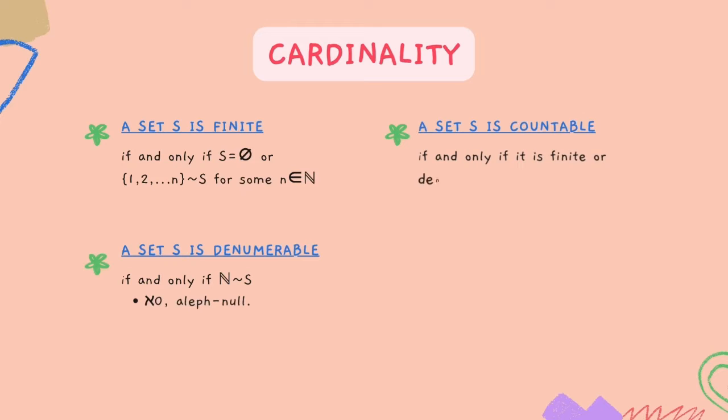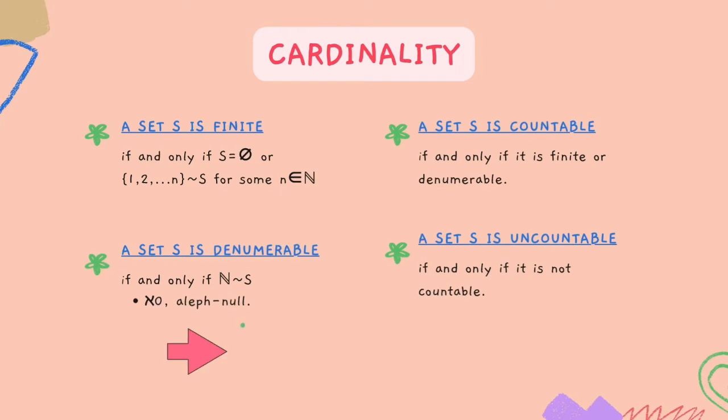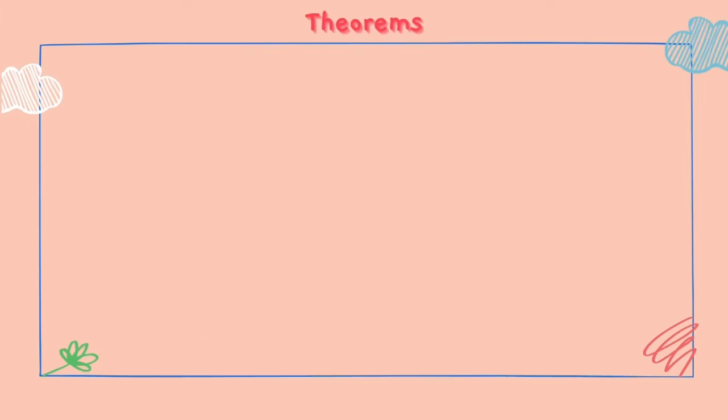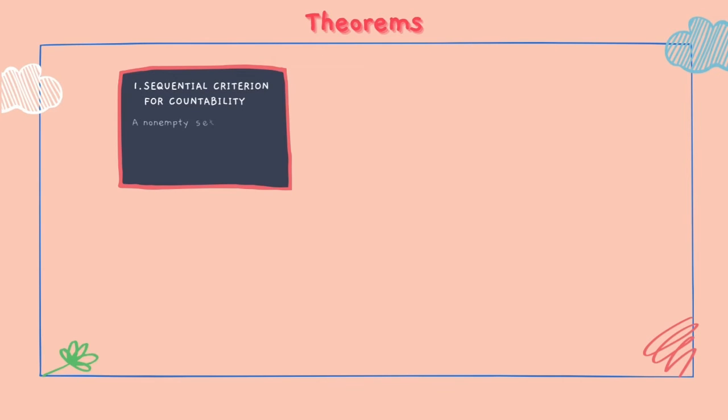Next, if it is finite or denumerable, the set is countable, and if it is not countable, the set is uncountable. By the above definition, it implies that two equivalent sets have the same cardinality. A finite set is also called a finitely countable set, and a denumerable set is also called an infinitely countable set. There are a few theorems in this subtopic. The first one is the sequential criterion for countability, which states that a non-empty set is countable if and only if its elements can be enumerated as distinct terms of a sequence.